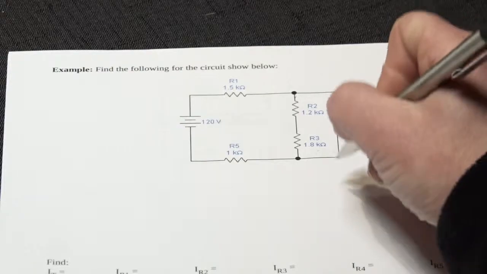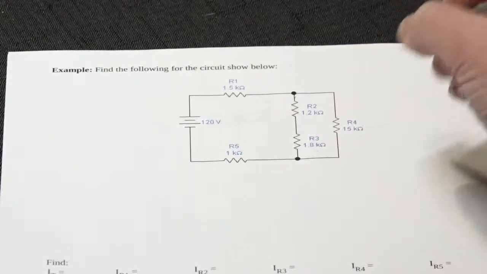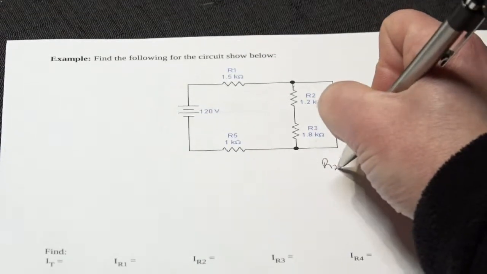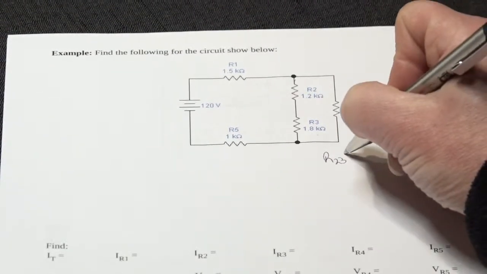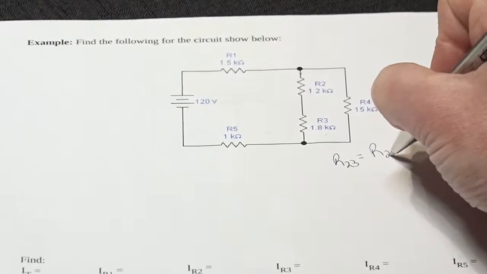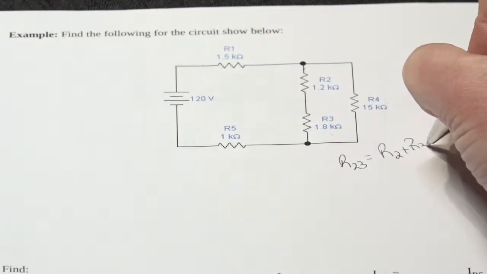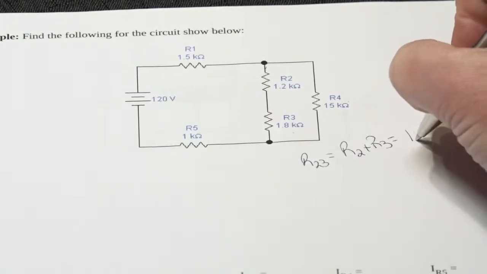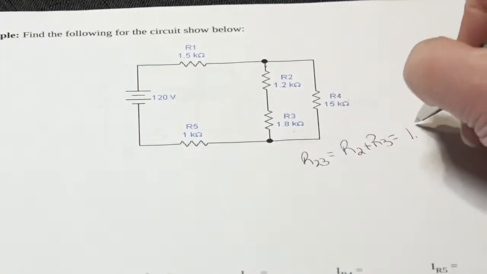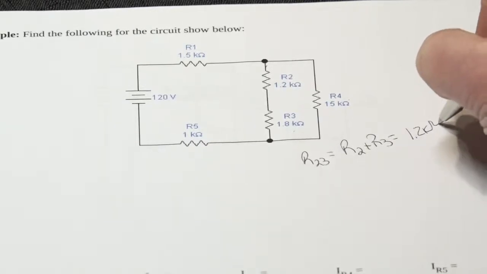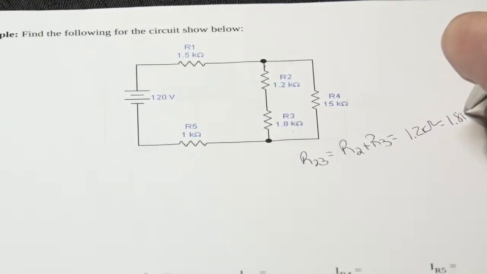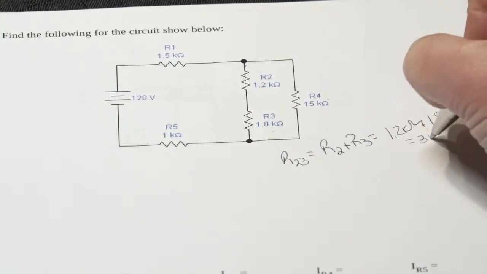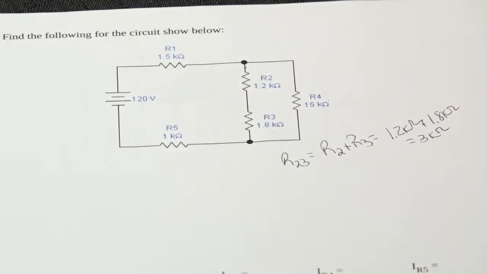So our first combination is going to be the R2,3 combination, which is going to be R2 plus R3, which in our case here gives us 1.2 k ohms plus 1.8 k ohms, which gives us 3 k ohms.